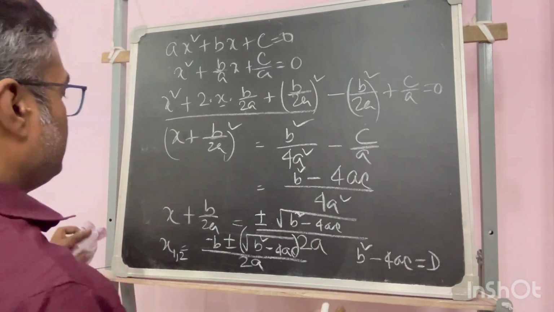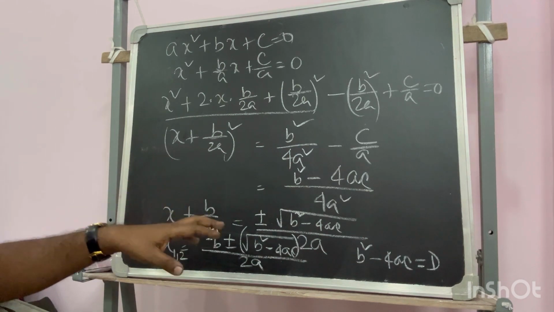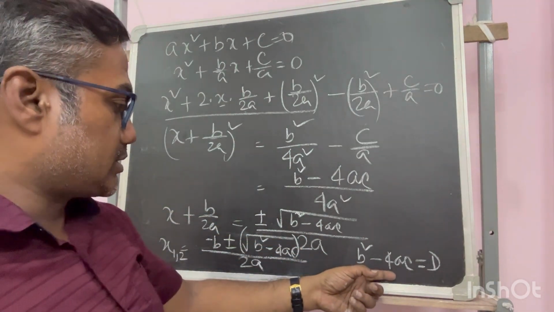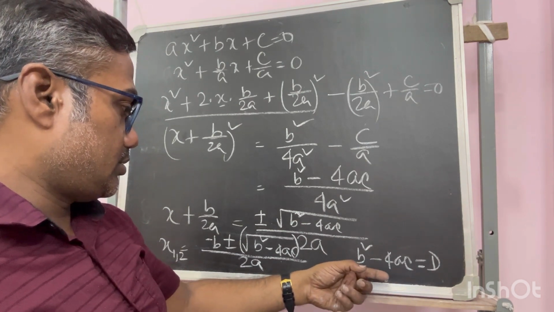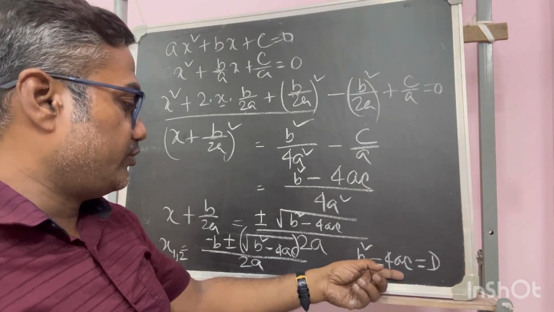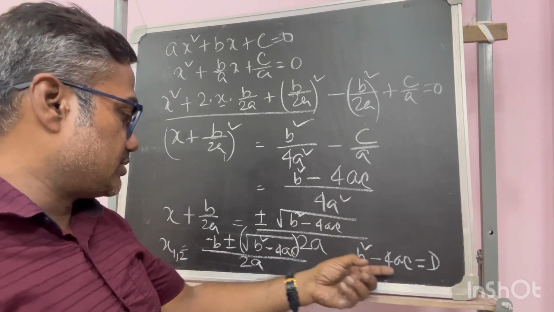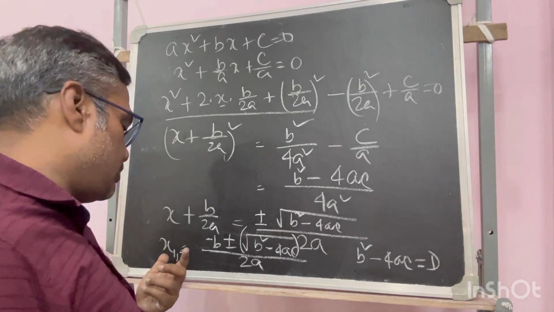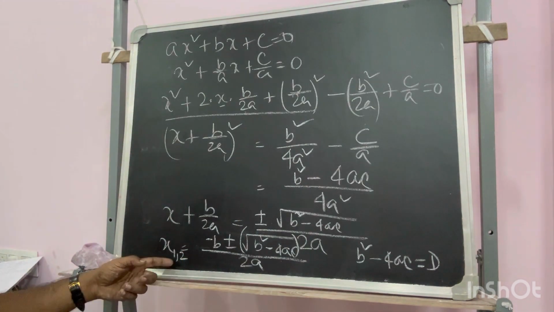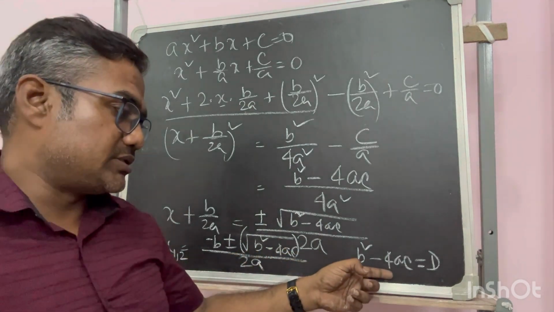That's it. I will come back to this in the next class, where I will discuss, as this is under root, for specific values of this, how the roots will behave, or how the roots will be distinguished. There could be different characteristics of the roots depending on this discriminant.